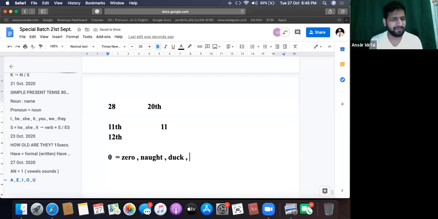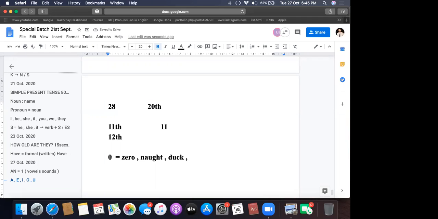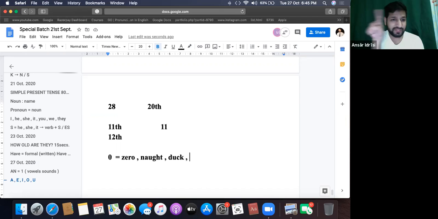0 को duck भी बोलते हैं. कब बोलते हैं duck? Cricketing. क्रिकेट में, Cricket language. क्रिकेट में सर, जीरो पे आउट होता है ना बैट्समैन, 0 पे आउट होता है. That's called duck. The batsman went on duck. 0 पे आउट 1 duck.